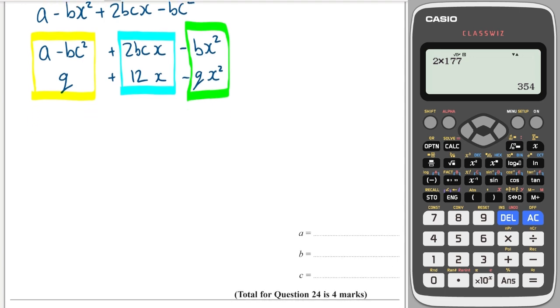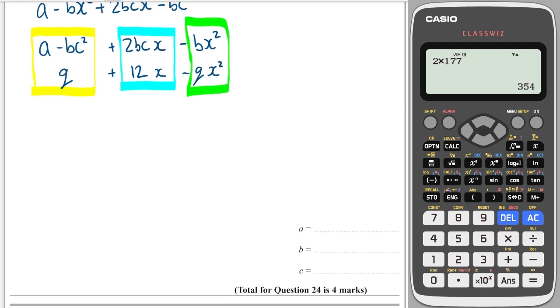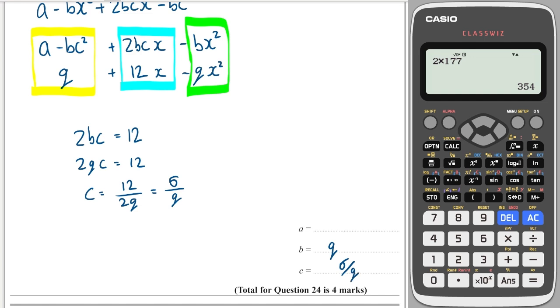So straight away I can see that b must equal q from the green box. So b must equal q. And then from the blue box, that tells me that 2bc must equal 12. I know that b is q already, so 2qc must equal 12. So c must equal 12 divided by 2q, which is the same as 6 divided by q. So c is 6 over q.